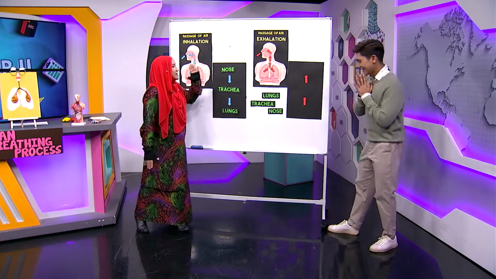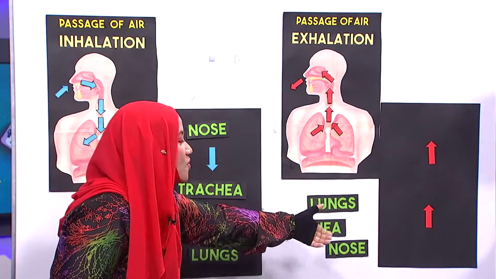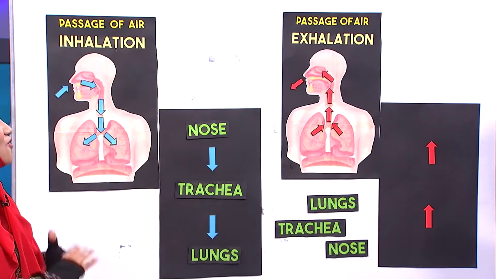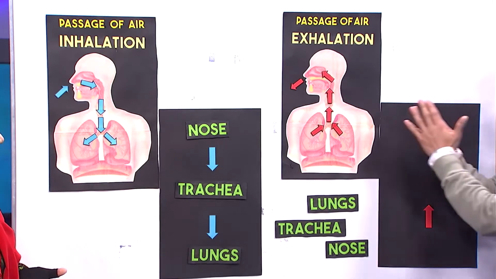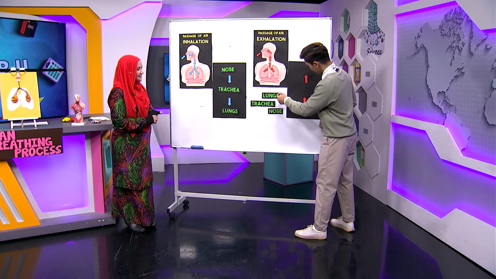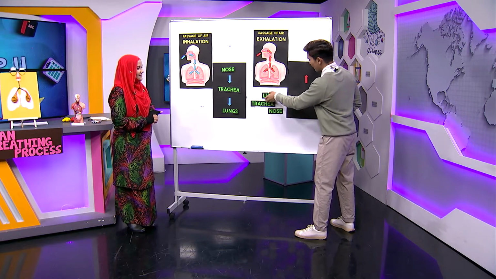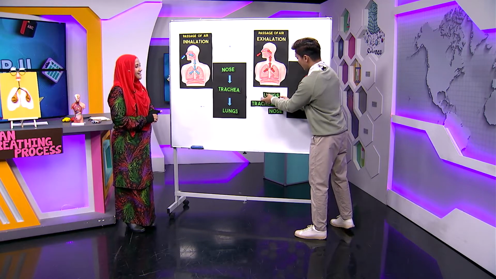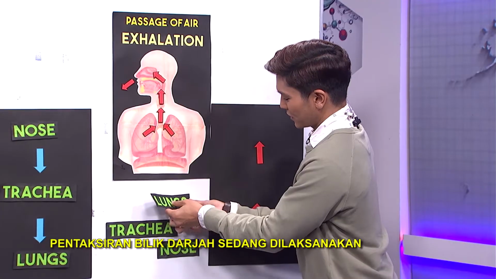Okay. This is the diagram. What about the wordings? From where? Because air for exhalation comes out from the lungs. It should start, the arrow goes up. It should start from the lungs. Okay, we're gonna put these words.